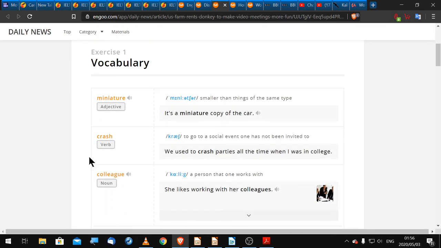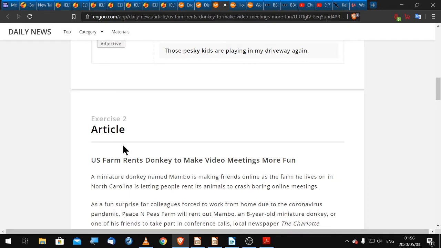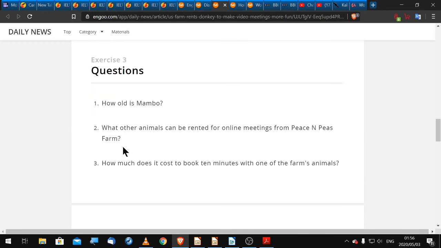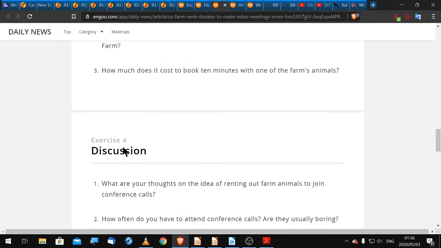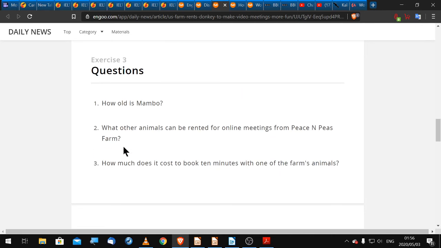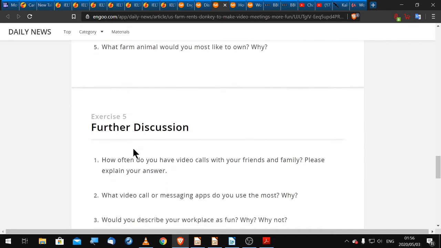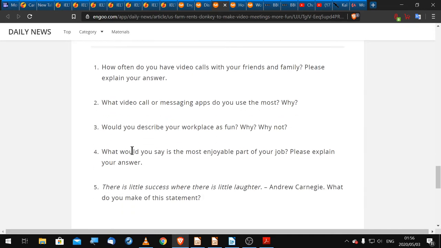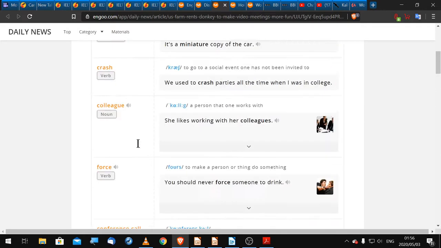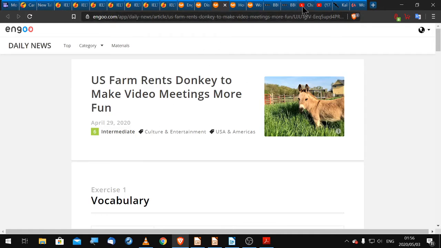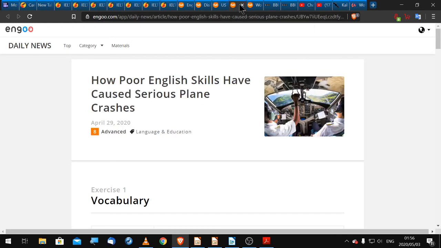And once again, the structure is vocabulary. The student learns vocabulary, and after that, the article, and after that, the questions. And these are for intermediate. The questions are to see whether they understood what they read. After that, it's the discussion in exercise 4 and further discussion if time permits. So really a wonderful resource to use for teaching students. Here's another one, advanced: how poor English skills have caused serious plane crashes.